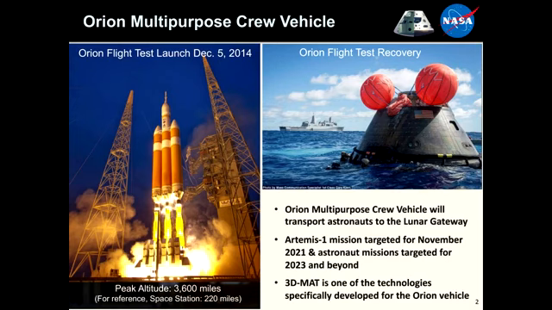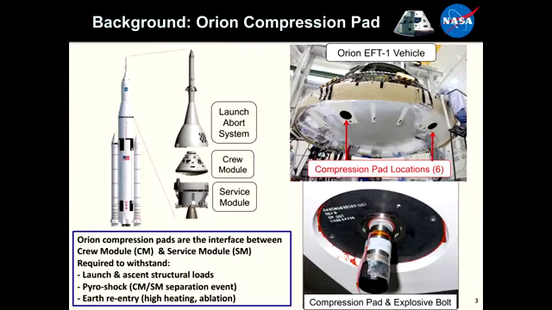The Orion multipurpose crew vehicle is going to transport astronauts to the Lunar Gateway for access to the moon and eventually deeper into the solar system. I should point out that Artemis 1 is the next mission to fly, and that's going to happen later this year, a few months or so from now. And then astronauts will start flying missions in a few years, targeted for 2023 and beyond. So 3D MAT is one of the technologies we specifically developed for this Orion mission to enable part of the heat shield design.